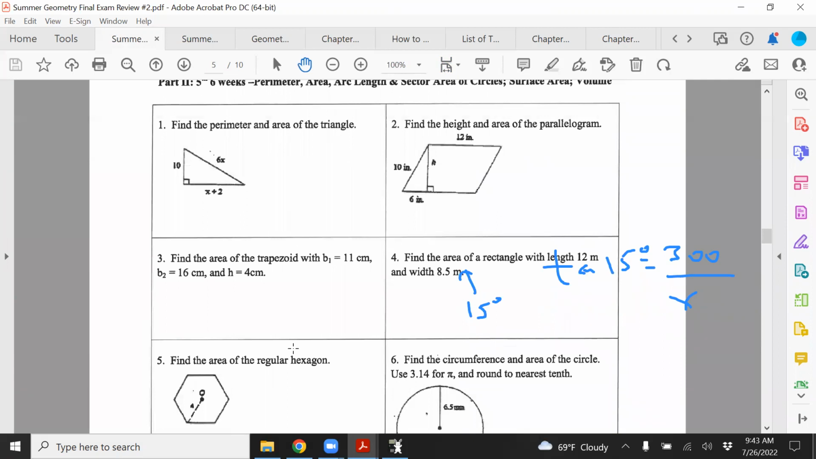This is more recent. I think this is chapter 11 stuff. So yeah, you gotta know area of quadrilaterals. Circumference and area of circle.